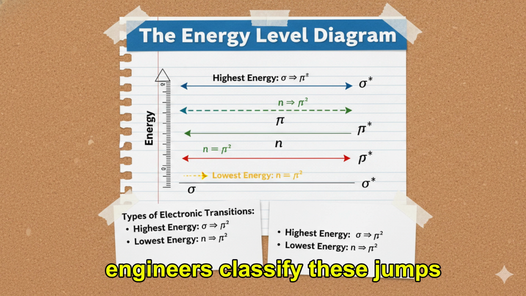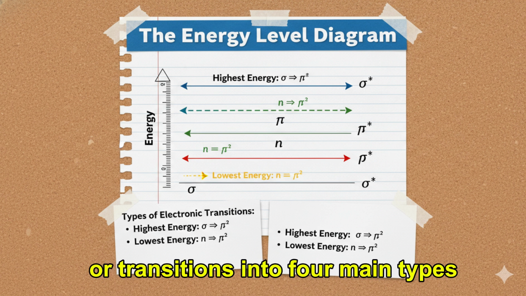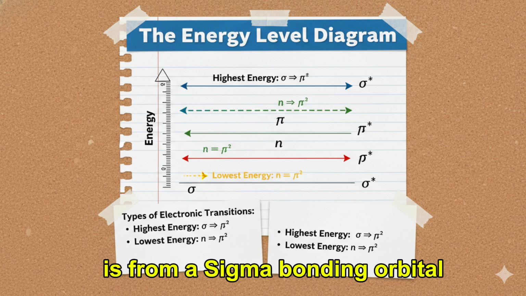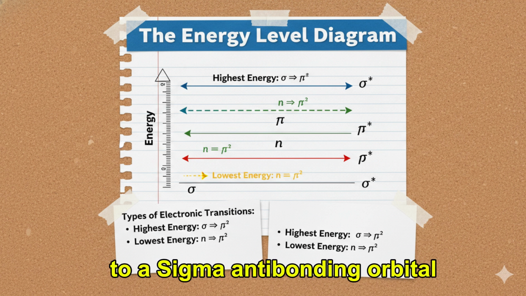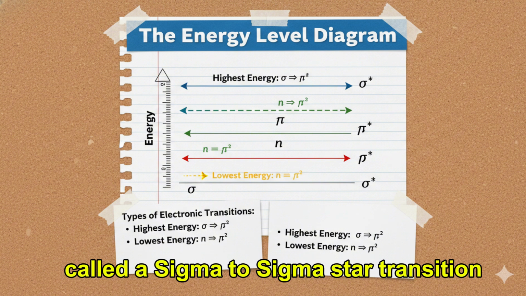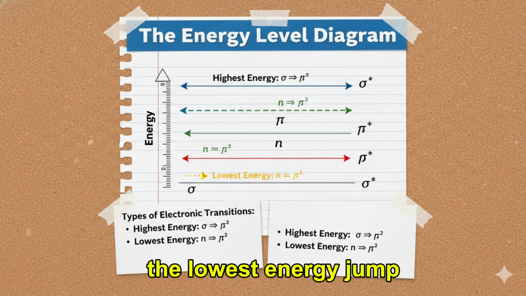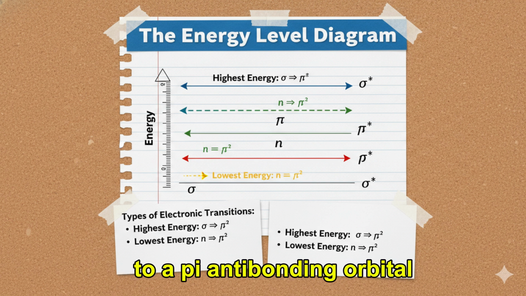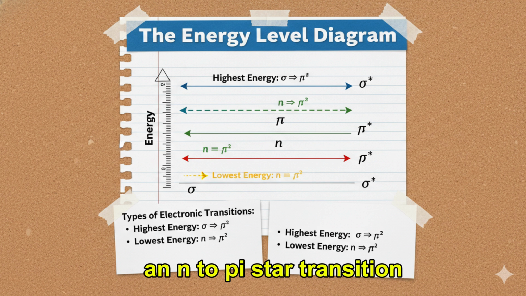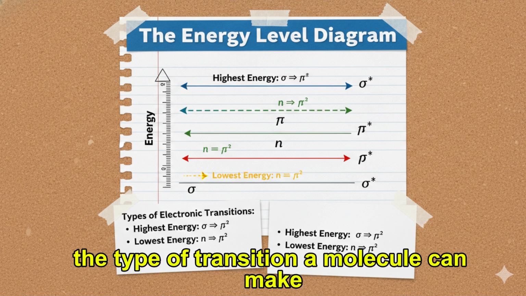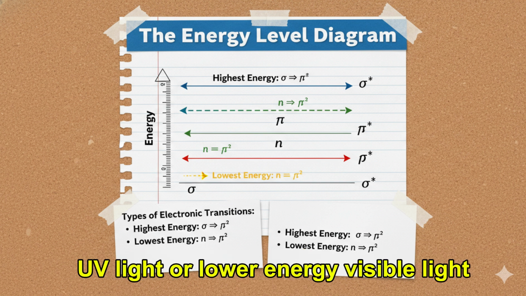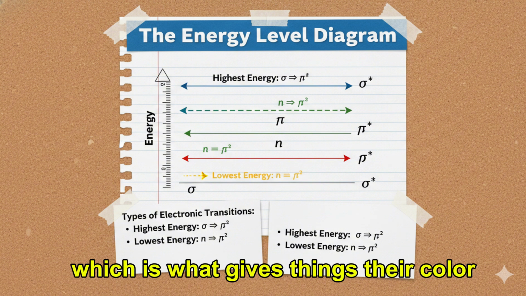Engineers classify these jumps or transitions into four main types. The highest energy jump is from a sigma bonding orbital to a sigma anti-bonding orbital, called a sigma to sigma star transition. The lowest energy jump is often from a non-bonding orbital to a pi anti-bonding orbital, an n to pi star transition. The type of transition a molecule can make determines whether it absorbs high-energy UV light or lower-energy visible light, which is what gives things their color.